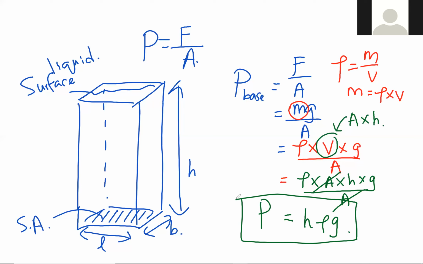So pressure at any point in the liquid is equal to the depth, not the height, the depth, times the density and the gravitational constant. P equals h rho g. You can take a snapshot of this if you want.